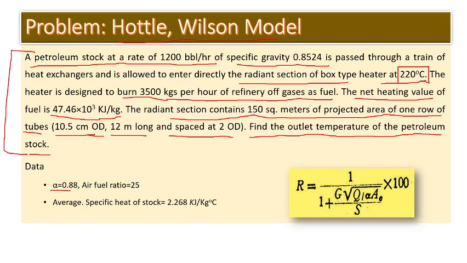So alpha is given here, 0.88, air fuel ratio is given here, specific heat of stock is given here. So almost every parameter is given. You have to simply put all these values in this equation. One thing is missing here. If you see, G is given here, S value depends on Q value, and Q is given here, alpha is given here. The only left value is the A. So in fact all the calculations are based on the calculation of A.